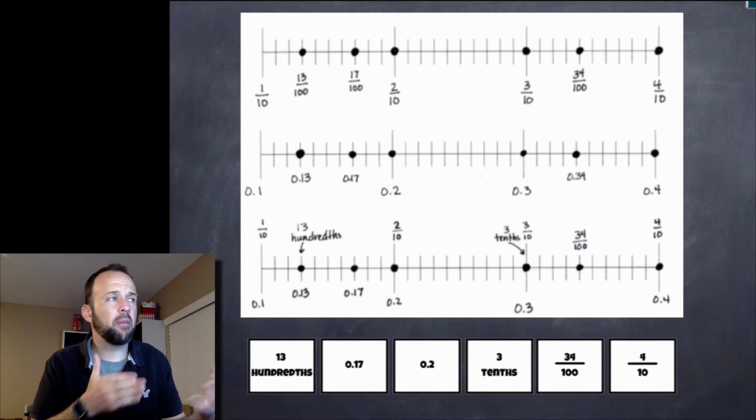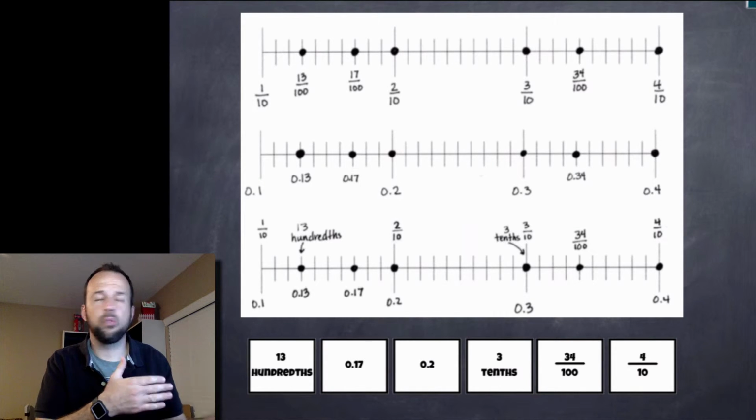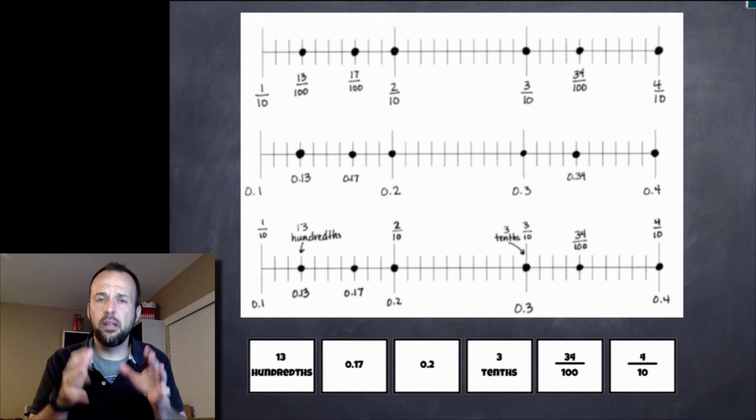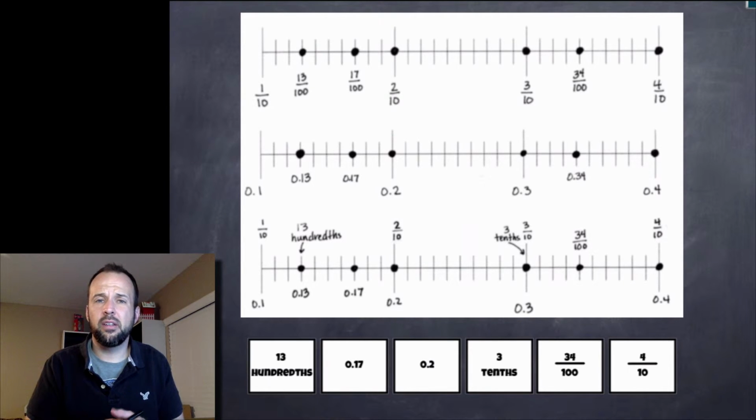Any comparisons you can make between what you did on your number lines and what these students did here? Take a minute, talk about that, leave me some remarks in the discussion, and then we'll come back and talk about it together. Awesome.